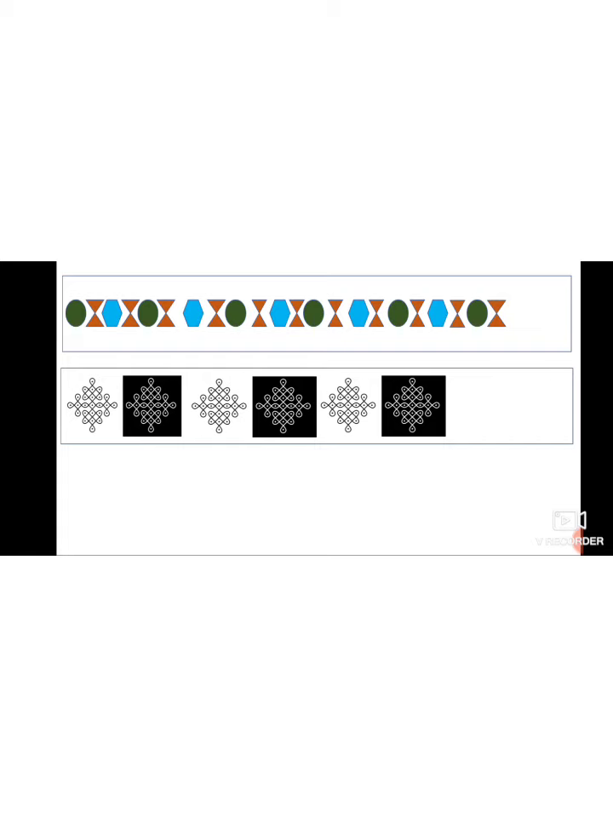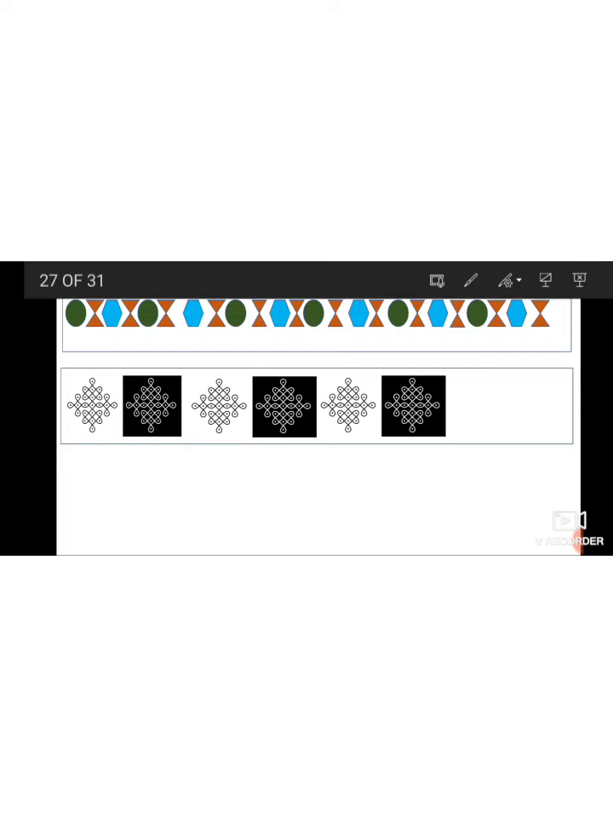Now look at the sequence on top. A green oval and a double triangle. Then a hexagon which is blue in color. So it is repeated everywhere till the end. Now you have got a double triangle. After the double triangle, what will come? Yes, one blue hexagon. What will come next? Again, double triangle. What will come next? A green oval.